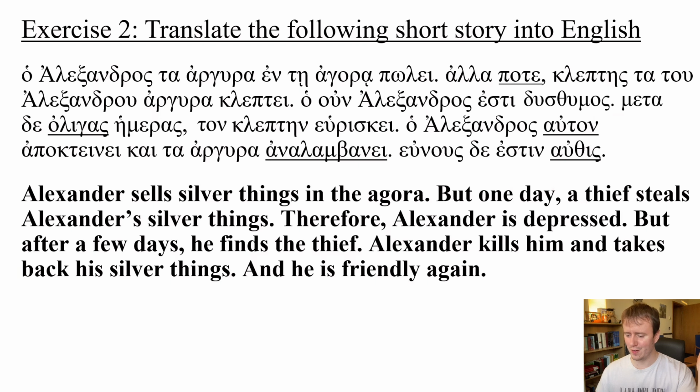So he's gotten over his sadness over the loss of his silver things because he's found the thief, he's killed him and taken back his silver things. So everything is good again in the life of Alexander.